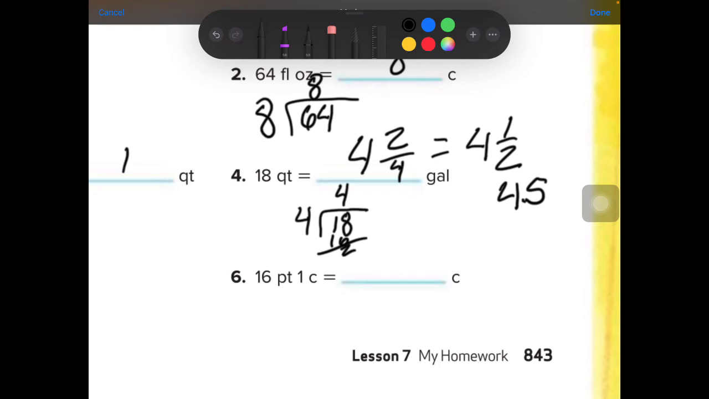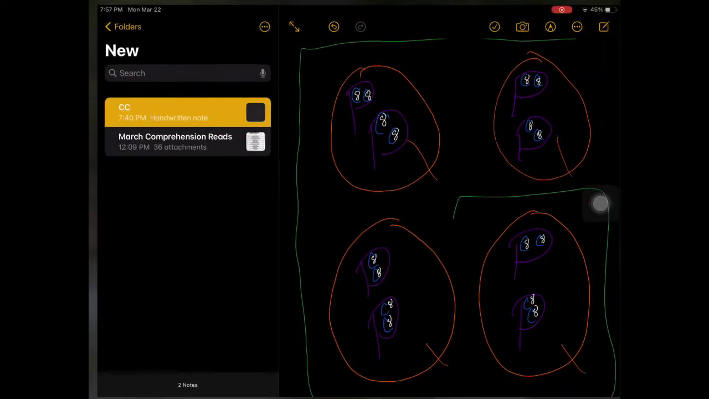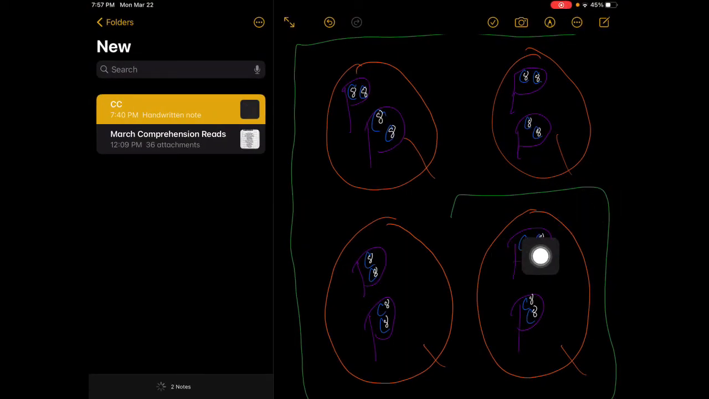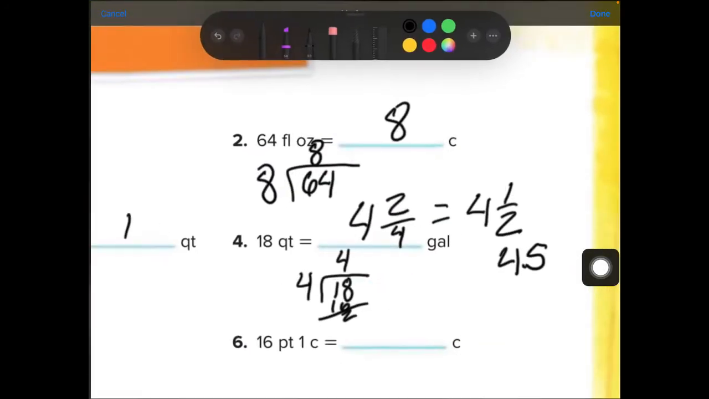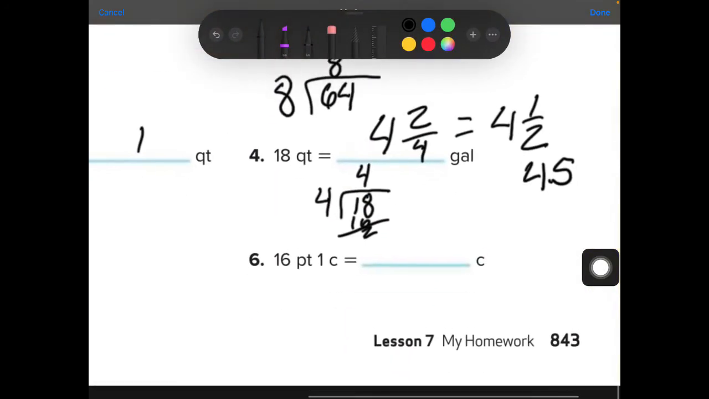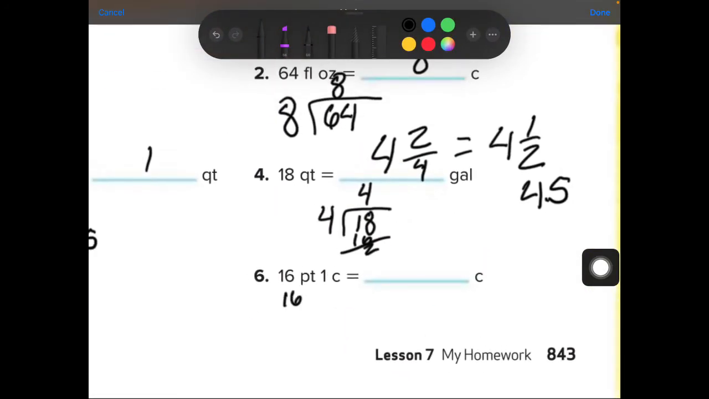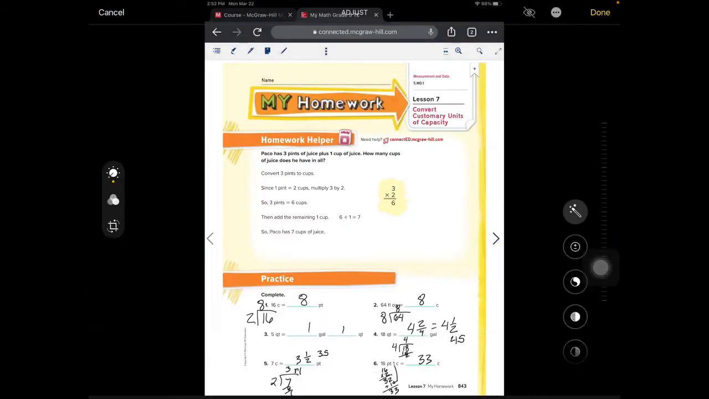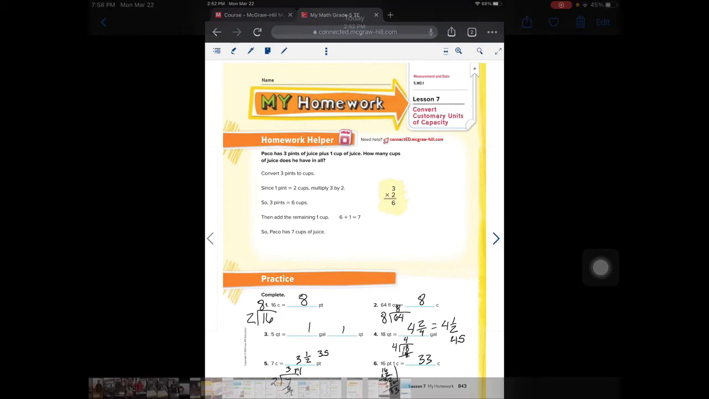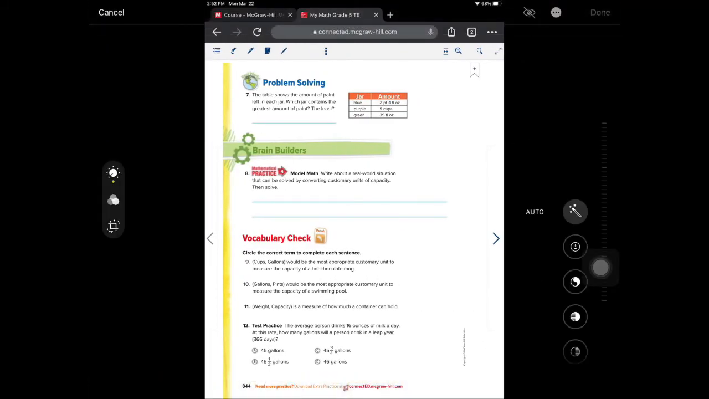Okay, number 6, we have 16 pints plus a cup equals how many cups? Well, let's look. Every pint has 2 cups. Okay, so we have 16 times 2 equals 32. Then we have to add that 1. So it's going to be 33. 33 cups. Now turn the page.